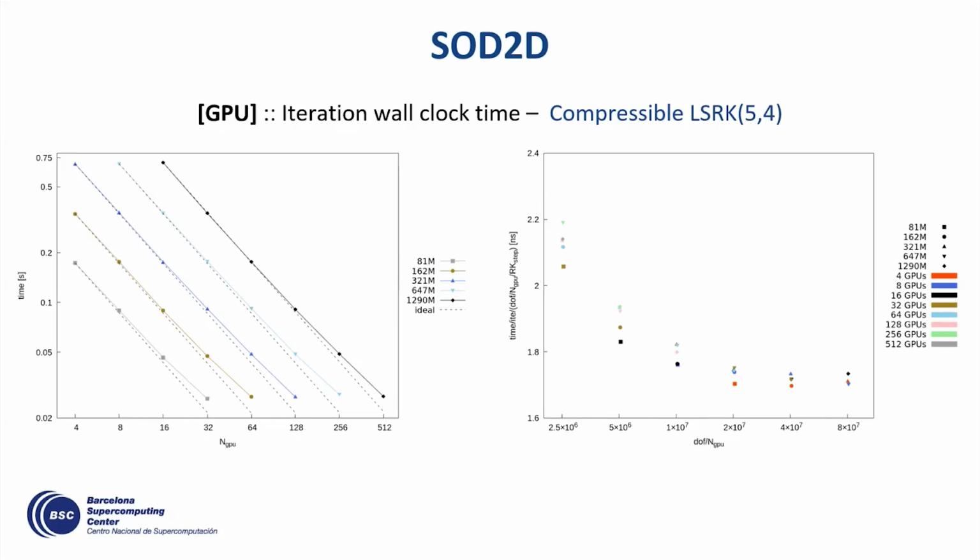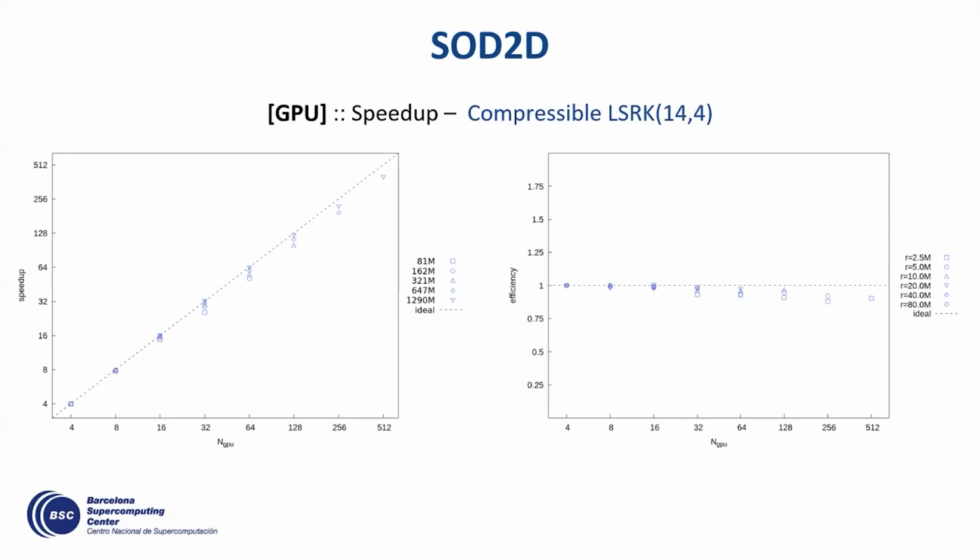Before we were doing like 2-point-something nanoseconds per iteration, normalized by degrees of freedom and GPU. Now we are doing 1.8, but of course this is normalized by the number of Runge-Kutta steps. So here we're doing 5 steps, not 4. So at the end, I will show you a comparison of all the schemes.